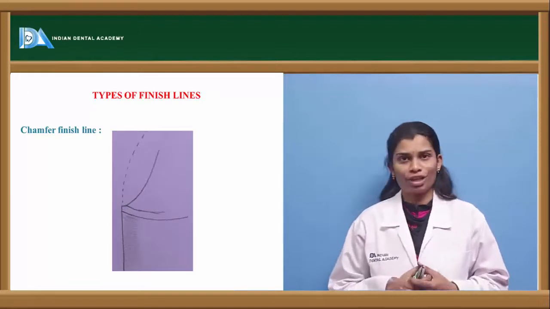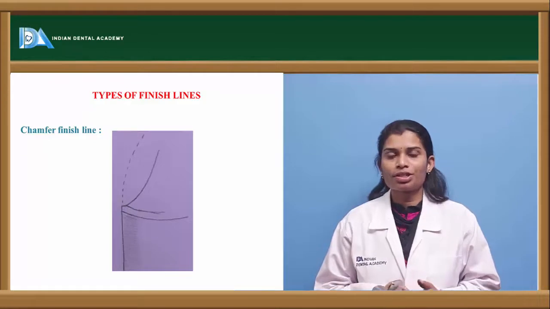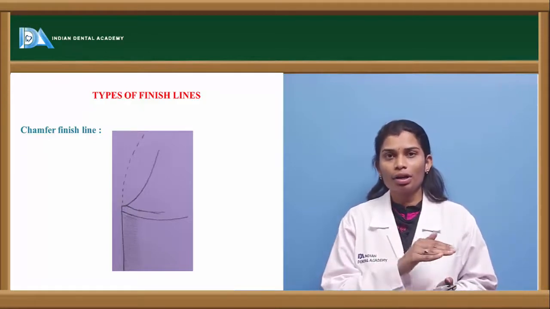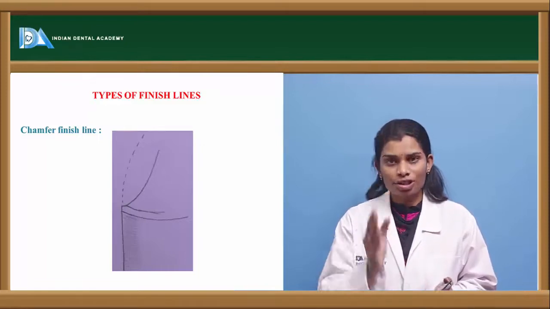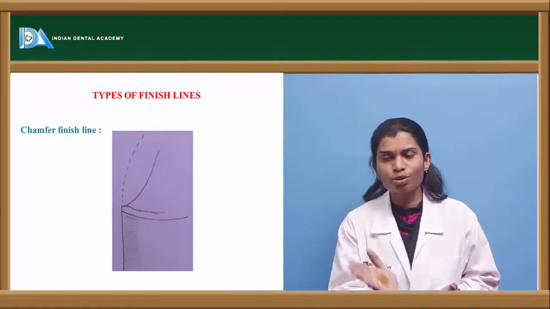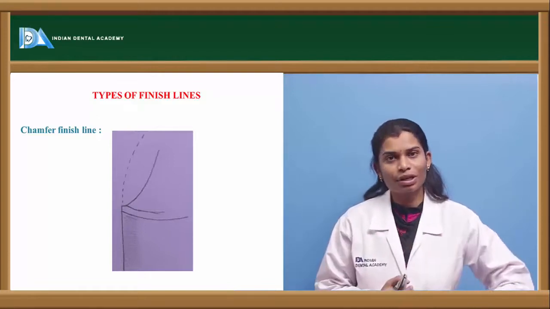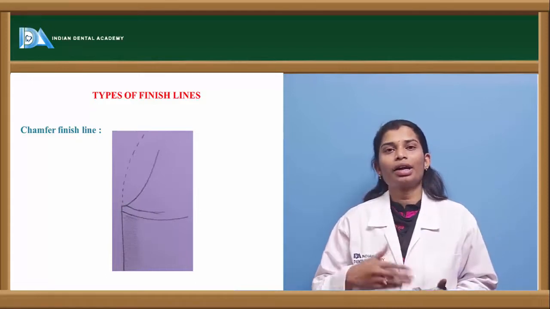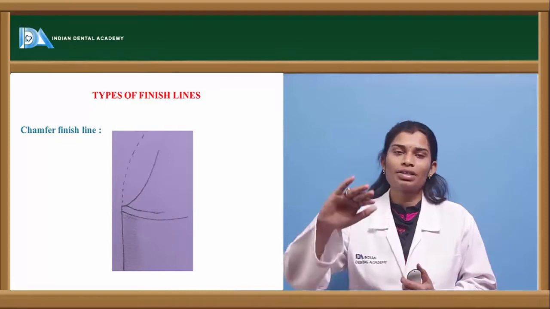Coming to the types of finish lines. First being the chamfer finish line. The finish line is seen in relation to the gingival floor and the axial margin. In a chamfer finish line, you will have a smooth rounded margin. The finish line curves from the axial surface to the gingival surface. Due to the rounded margin, this is ideal for metal ceramic restorations, where you can nicely burnish the metal.